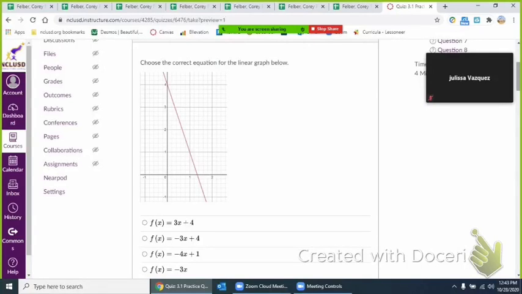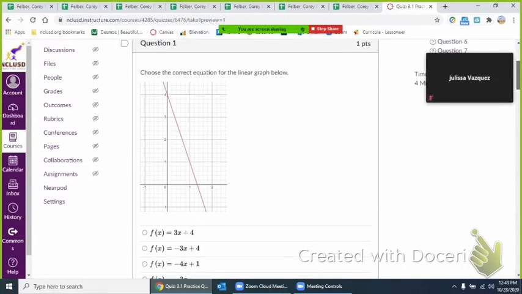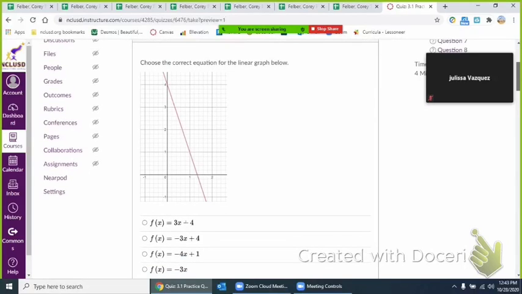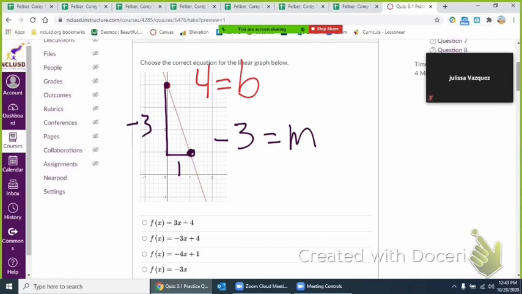Okay, so we talked about number one. I just started recording the video. We talked about number one. Okay, that's a linear, it's a line, so it should be mx plus b. We talked about the y-intercept was 4. And then we talked about the slope from here to here was down 3 over 1. So negative 3 should be our m for that one. All right, then you just got to put it mx plus b.